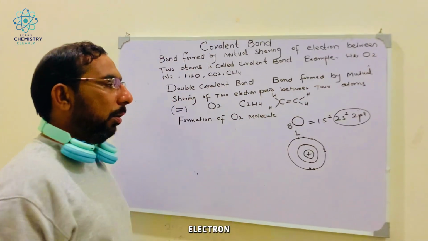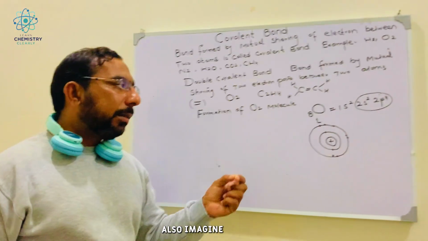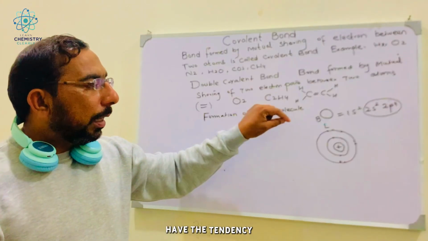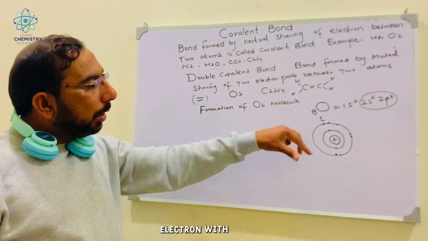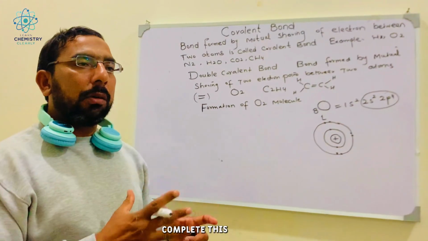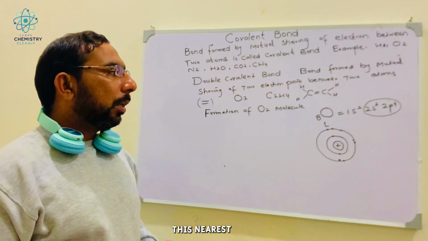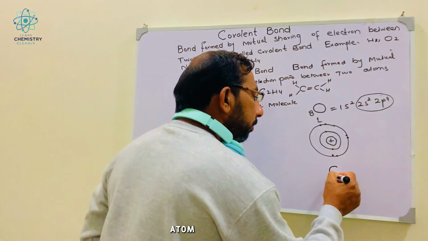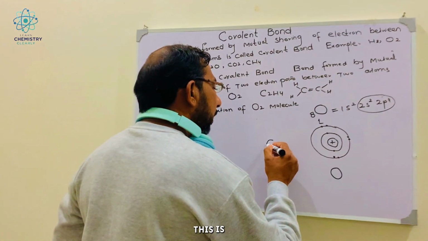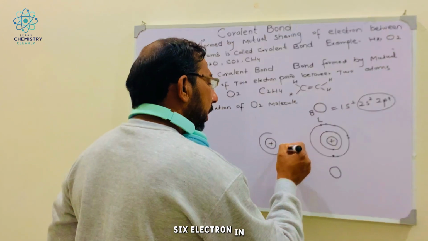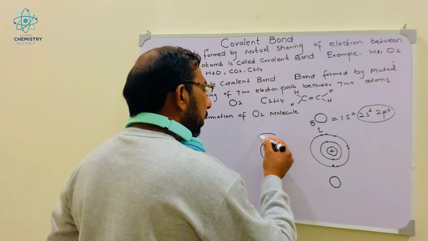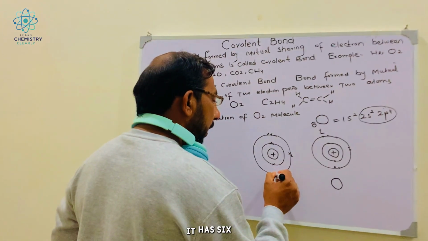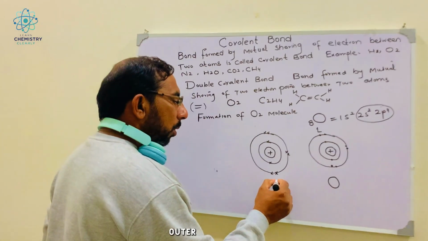It needs 2 electrons. And we can also imagine which type of bond will be formed. Because it needs 2 electrons, it will have the tendency to share 2 electrons with another oxygen atom in order to complete its octet and to get the nearest electronic configuration of a noble gas. Now, the other oxygen atom which makes a bond with this also contains 6 electrons in its outermost shell. If I draw its structure and show the electrons with the help of cross, you can see it has 6 electrons in its outermost shell.